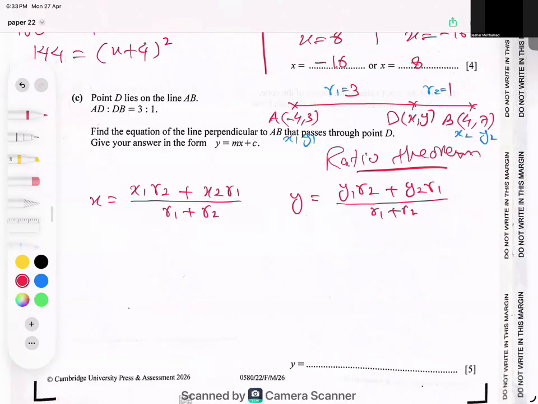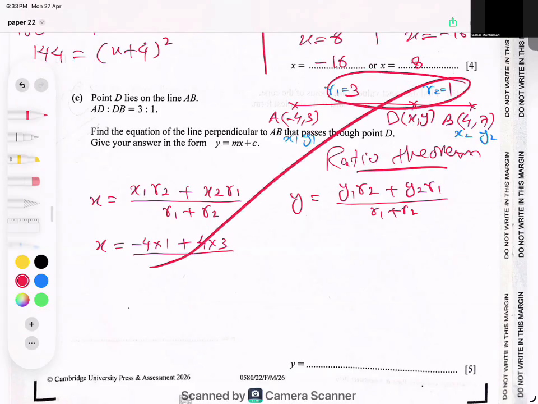Now students, let's apply the formula. So x1 is what, student? X1 is minus 4. R2 is what? R2 is 1. So I'm applying into 1. Then I'm writing plus sign, and x2 is 4 times 3. Divide by what, students? Sum of the both ratios. So 3 plus 1, 4 coming down.